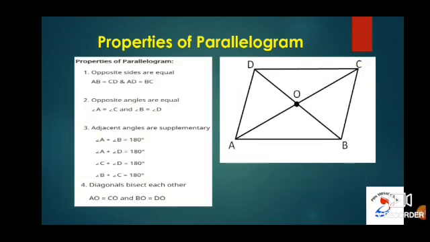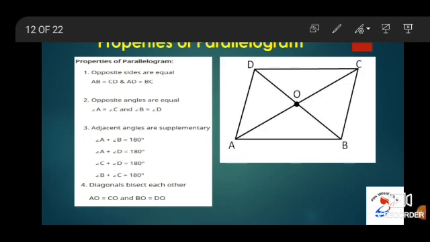Now we will discuss the properties of parallelogram. Properties of parallelogram, first one, it is opposite sides are equal. Again we are discussing the same thing to be very clear and familiar. That is, opposite sides are equal means the side AB and the side DC are equal, and AD and BC are also equal. Opposite angles are equal means angle A and C are equal. Similarly angle B and D are equal.